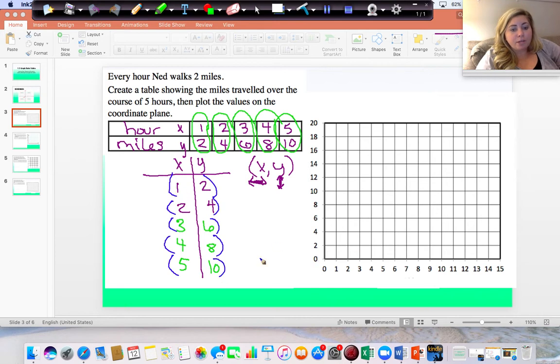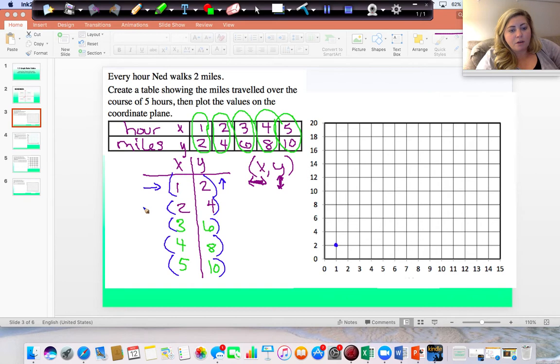So our first number tells us we need to go to the right over to 1. And then our second number tells us we need to go up to 2. And we'll put a dot. So this is what this 1 and 2 means. This tells us where we go left to right. And this one tells us we need to go up to 2. So over to 1, up to 2.